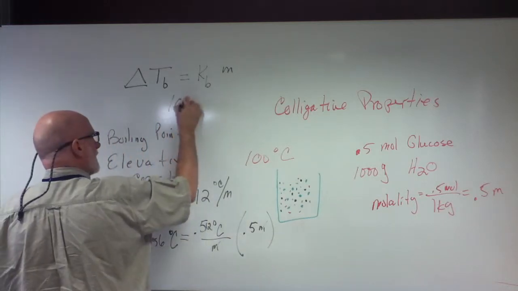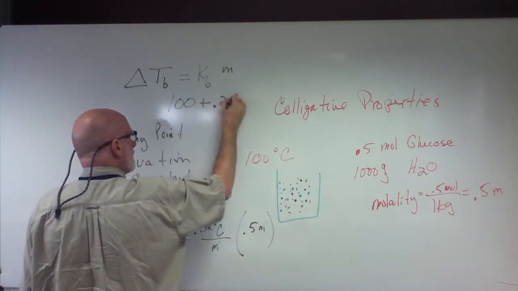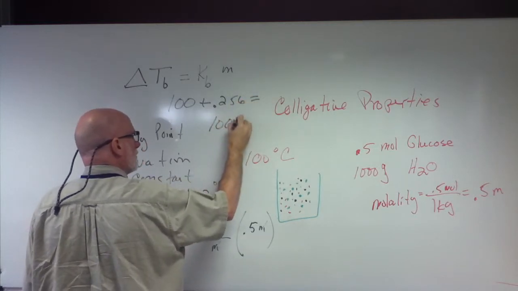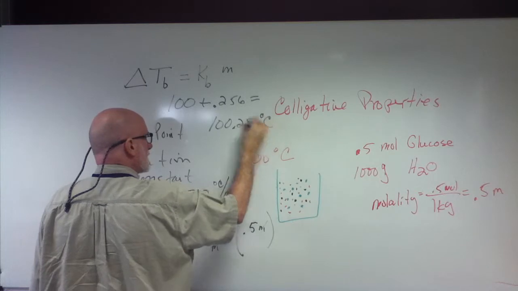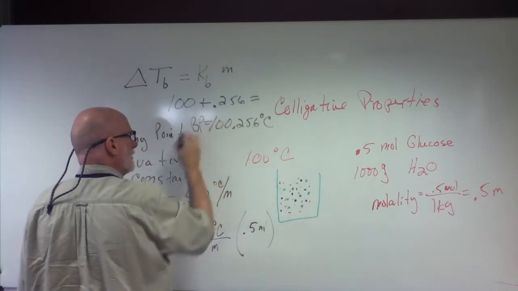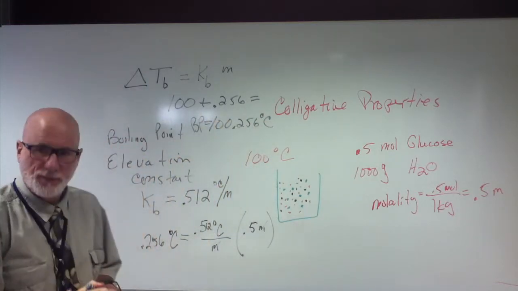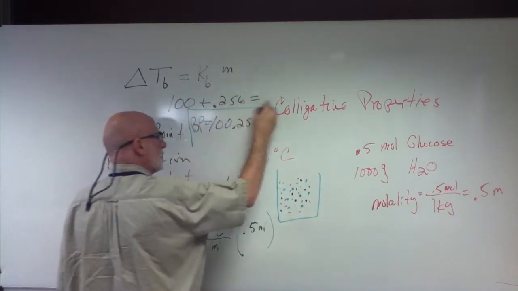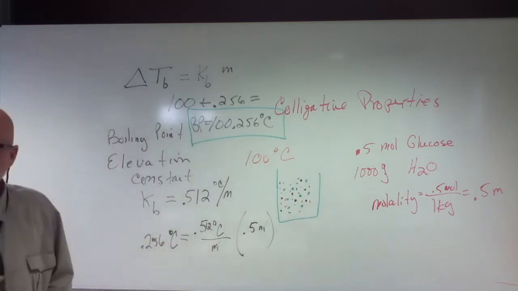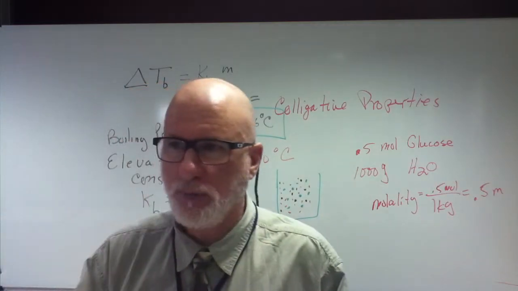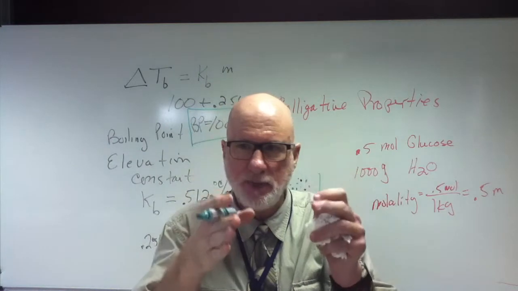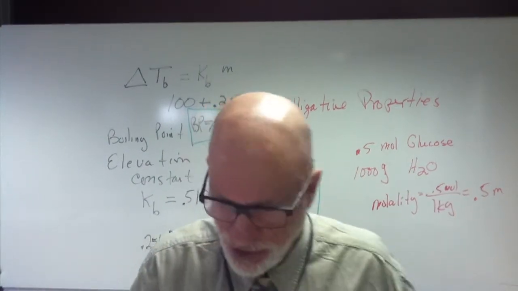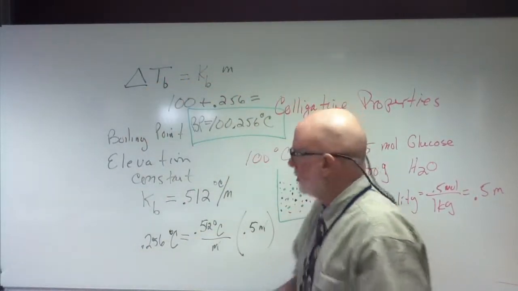So it'll be 100 plus 0.256, which is going to equal 100.256 degrees Celsius. Is that right? Yep, that's right. So that'll be the new boiling point. Correct? So to get the new boiling point, it's the standard boiling point plus the boiling point elevation, and that's going to equal the new boiling point.